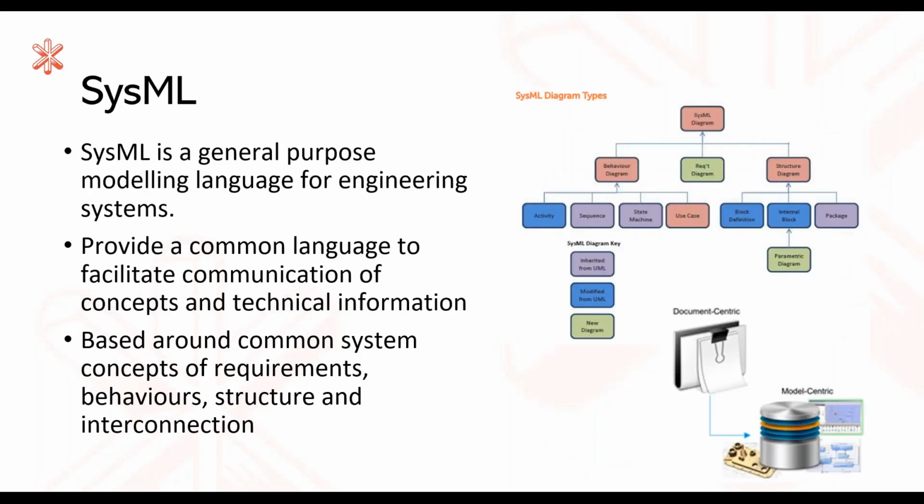To complement this, we use the System Modeling Language, or SysML, a general purpose modeling language for engineering systems. It provides a common language to help communicate our technical information to other members, and it's based on common system concepts like requirements, behaviors, structures, and interconnections. It's derived from the Unified Modeling Language, or UML, but it removes a lot of the software-orientated information and focuses on the systems side of things.